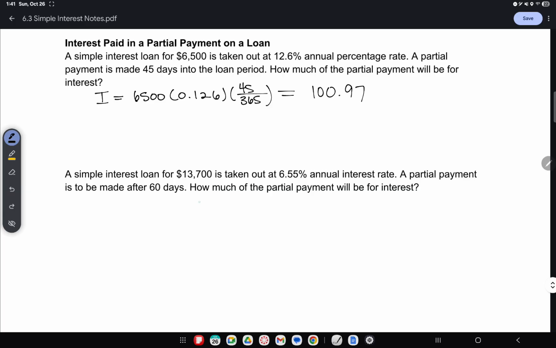So we have 13,700 this time with a rate of 6.55%. Now we're doing making a payment after 60 days. So the interest, let's see, is that principal amount times the interest rate, and then 60 out of 365. Which gives me 147.51.